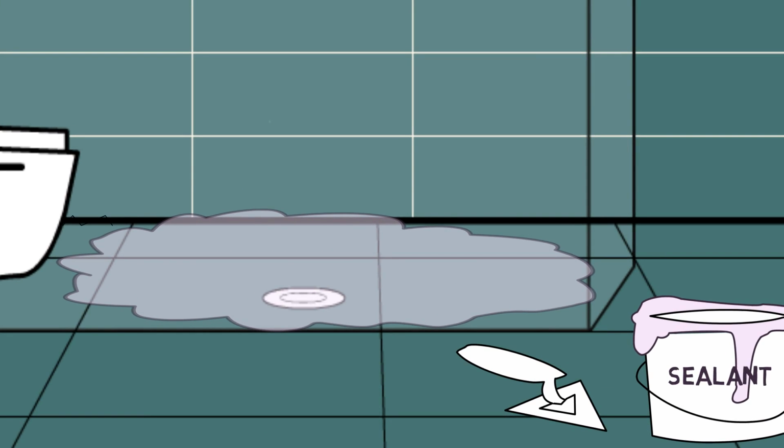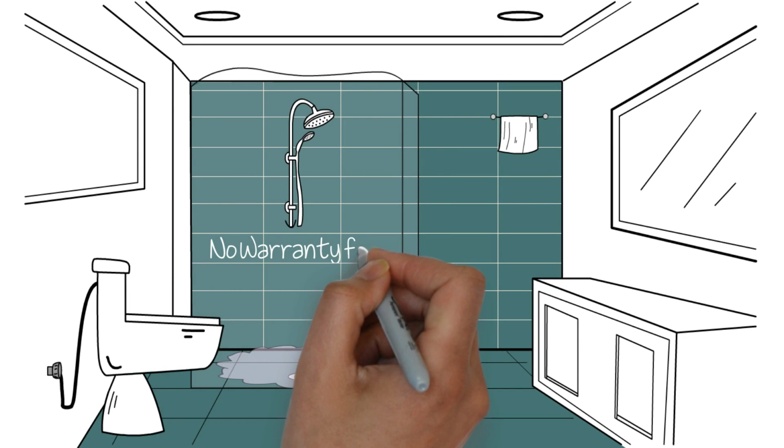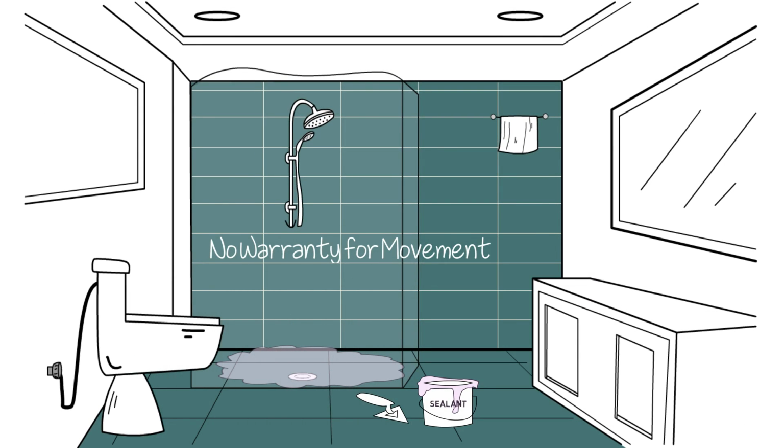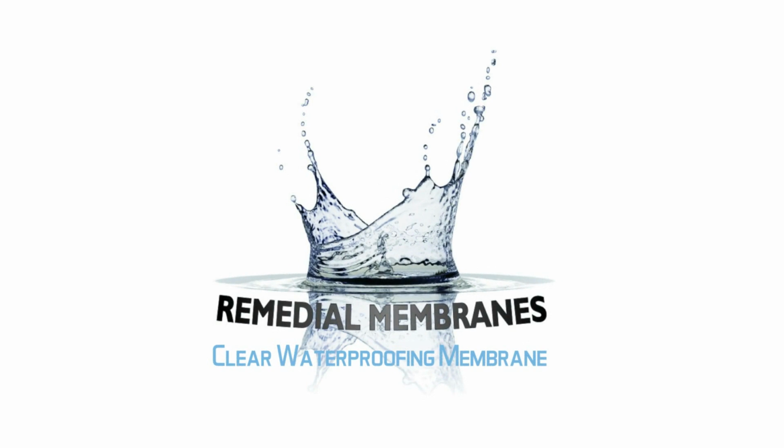But with both options, you're only fixing the cracks that are evident now, and if one appears tomorrow, you have to go back to the beginning again as no warranties are given. Until now. Remedial Membranes Clear Waterproofing Membrane can assist you.